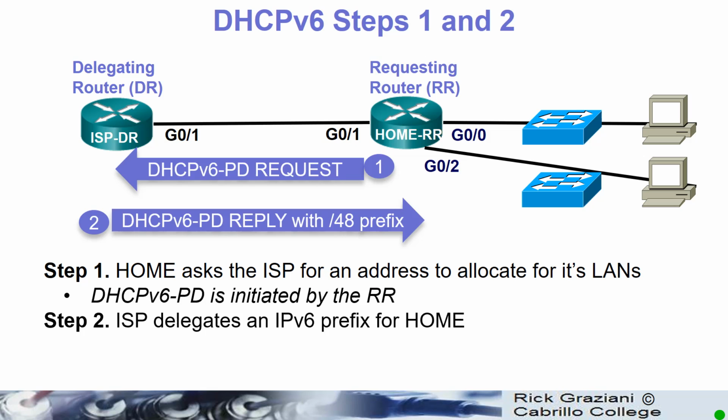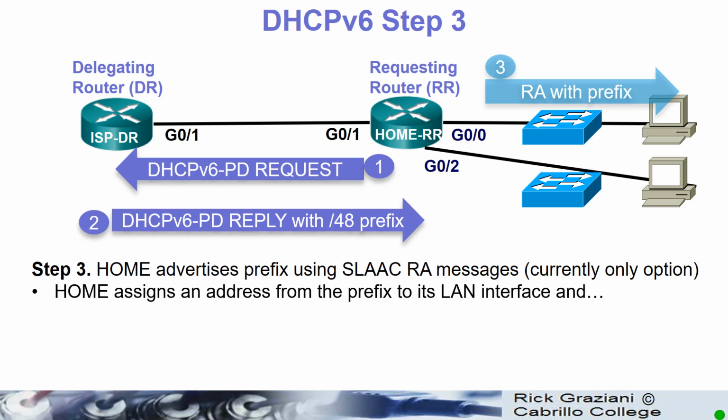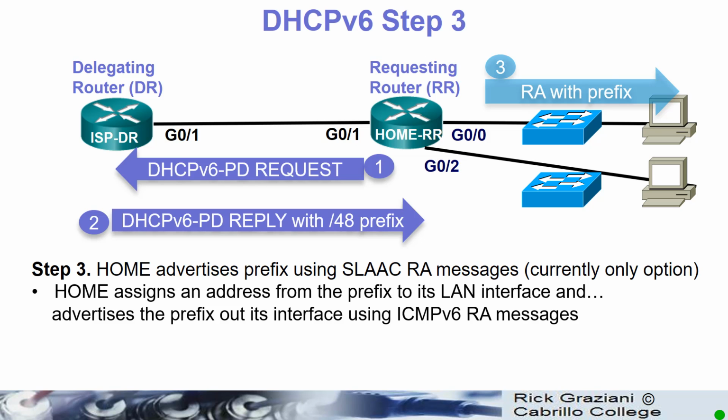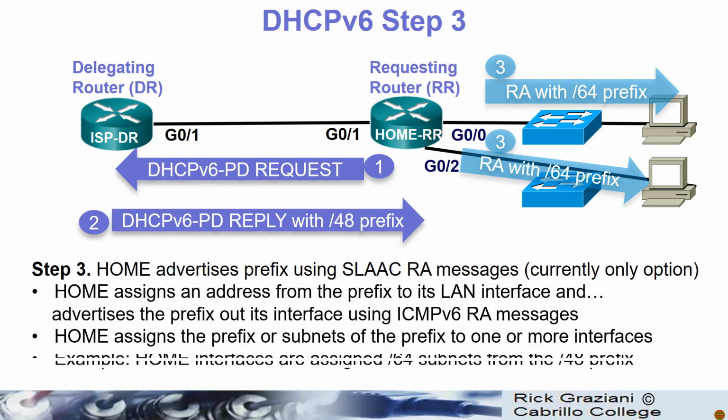The ISP designated router will send a reply with the prefix /48. The RA, the requesting router, will send that prefix, typically as a /64, back to all of its clients on the LAN side. The home assigns an address from the prefix to its LAN interface and advertises that prefix using a router advertisement message. Home assigns the prefix or subnet of the prefix to one or more of its interfaces, again typically with a /64.